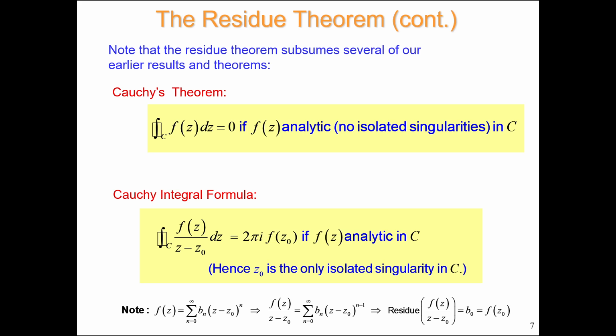Note f of z equal to the summation n equal to 0 to infinity of bn times z minus z0 whole power n. This implies f of z divided by z minus z0 equal to the summation n equal to 0 to infinity of bn times z minus z0 whole power n minus 1. This implies the residue of f of z divided by z minus z0 equal to b0 equal to f of z0.